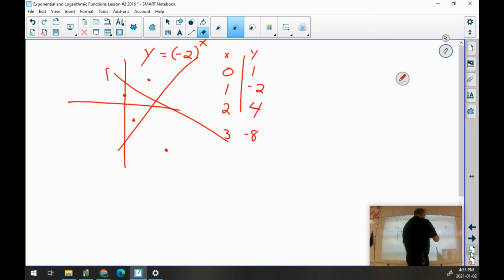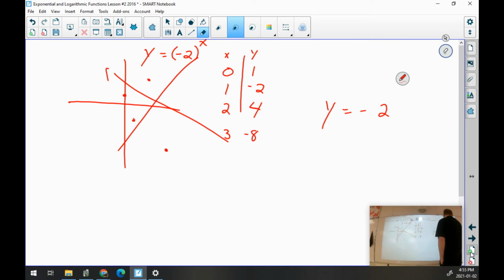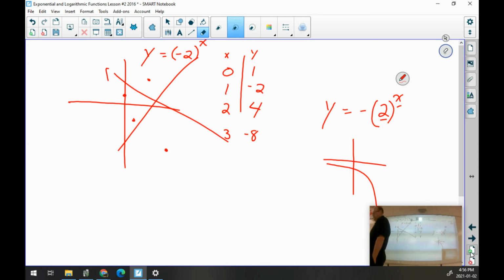This is different, though, than that. Okay, how is it different? Well, it's going to do 2 to the x first and then multiply it by negative 1. So this is a function, and I can tell you my shape's going to look like that, because all I did was I applied a vertical flip to it. So it is possible to have the negative, but the difference is here the base is negative 2. The base over there is 2. We're just multiplying it by a negative 1.